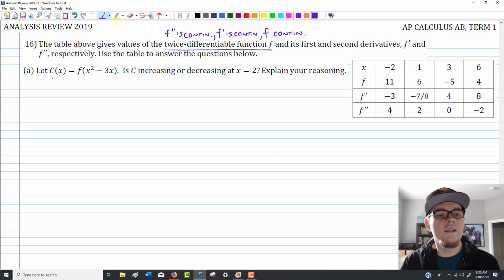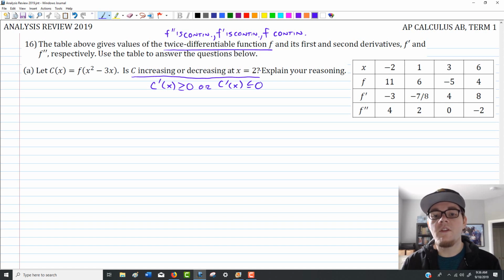Question A says, let c of x equal f of x squared minus 3x. Is c increasing or decreasing at x equals 2? I'm hoping that as soon as you see this phrase, c increasing or decreasing, your mind starts to think about what it means for c to be increasing or decreasing. What it means to me is we need to figure out, is c prime of x greater than or equal to 0, or less than or equal to 0, specifically at x equals 2. In fact, I could be more precise and say c prime of 2. That's what we're looking for here.